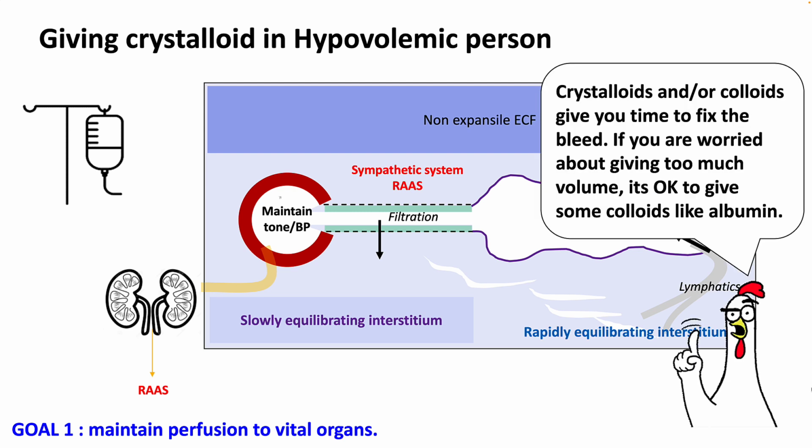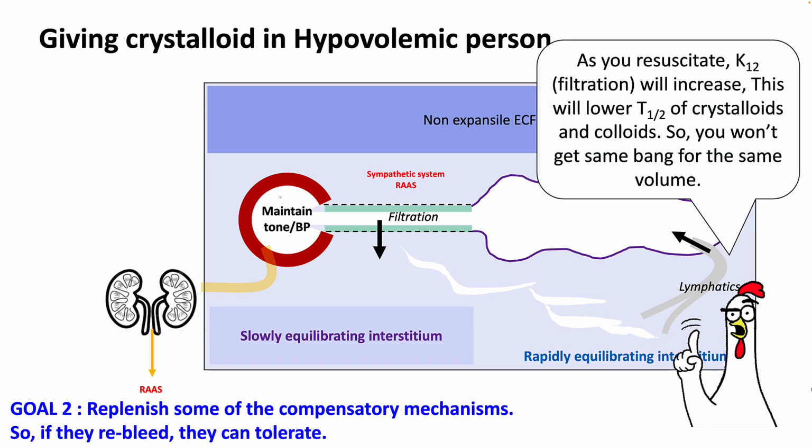You can use either crystalloid or colloid, and both of them should give you enough time to fix the bleeding. If you're worried about giving too much volume, it is okay to give colloids like albumin. As you keep on resuscitating, the net filtration keeps on increasing so as to lower the half-life of your crystalloid and colloids, so you won't get the same bang for the buck for the same volume.